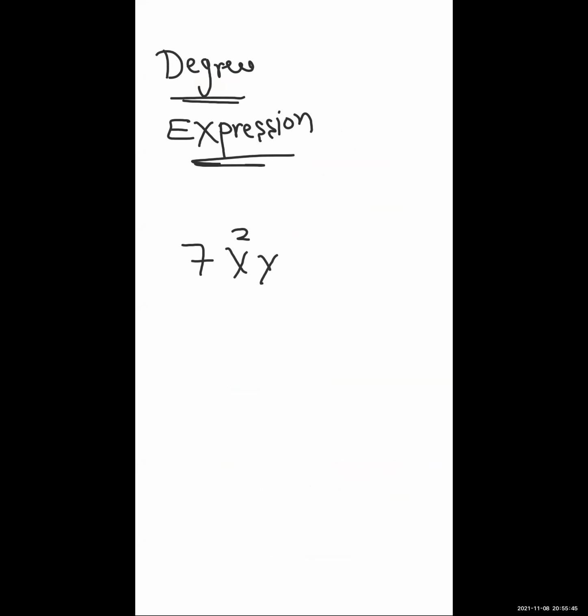Okay, guys, the second part is the degree of an expression which consists of more than one term. If there is an expression like 7x power 2 y minus 3x power 3 z, how do we get the degree for this one? Concentrate well. Actually, we will get the degree for each term separately, so this term and then this term.